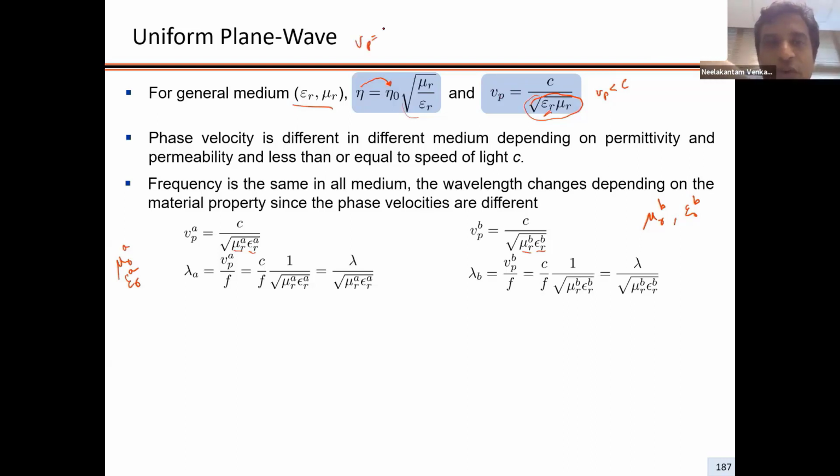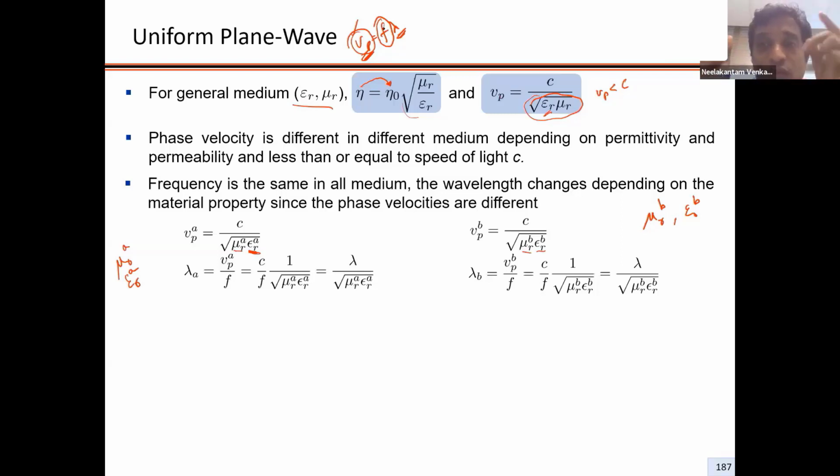We know that Vp is equal to f times lambda. The frequency is the same in all the mediums. Vp is going to be different because it depends on epsilon r and mu r. If this changes, then what changes is lambda. That means if I send a 2.4 gigahertz wireless Wi-Fi signal from the access point, and it passes through a wooden material, or you are behind a concrete wall, the frequency does not change. It is still 2.4 gigahertz. The spectrum of the Wi-Fi signal is still 2.4, so it does not change.